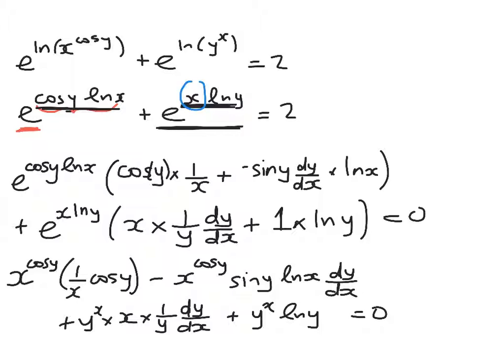We need to collect up the terms with dy by dx, and you can see that here we've got a 1 over x here and an x cos y. So pause the video again and just go through and tidy up a little bit first before you get an expression for dy by dx. I'm going to do that on the next slide.